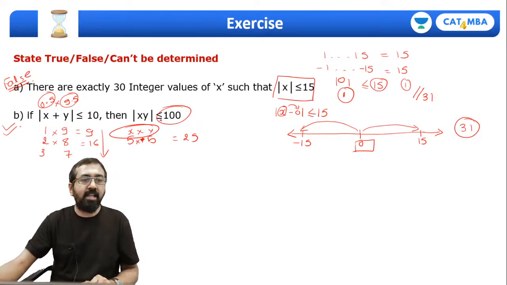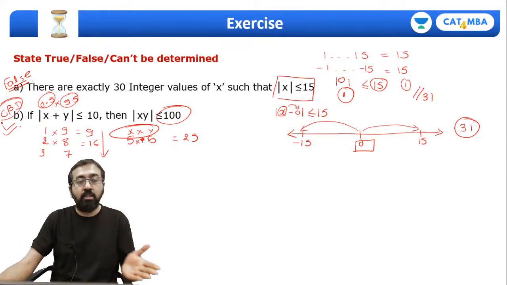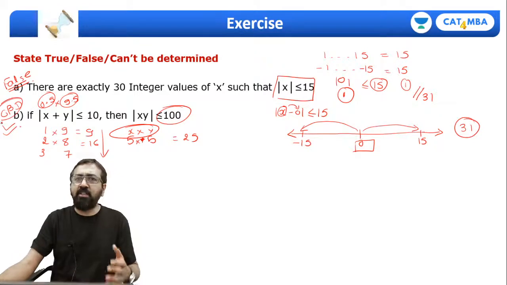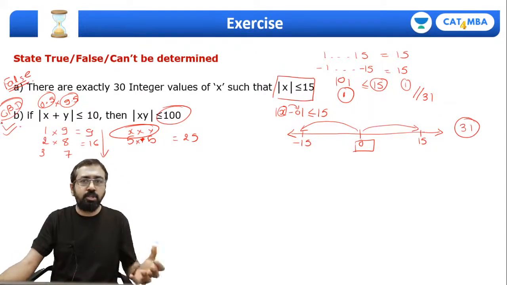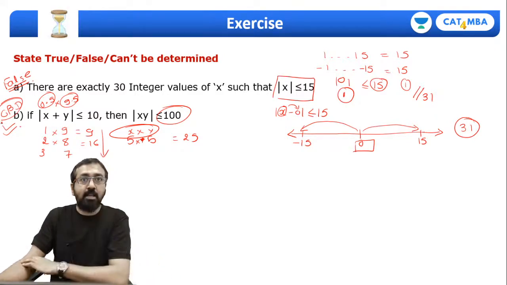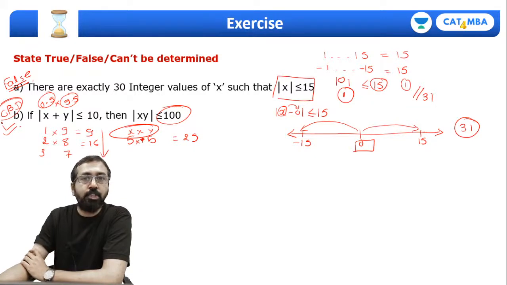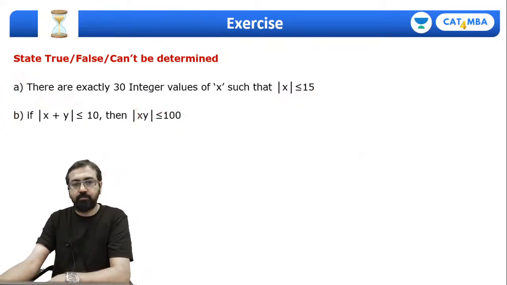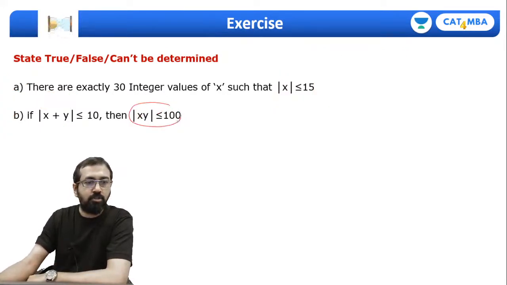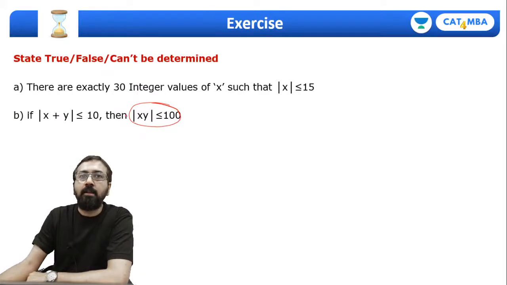If this one, then you will say can't be determined, CBD. It's not true, by the way. It's can't be determined. It may be true, it may be false. So can you tell me in which case it goes false? For which values of x and y will it be false? Can you prove it wrong? Please tell me quickly. For which values of x and y can we say that this is not true? This should become false.